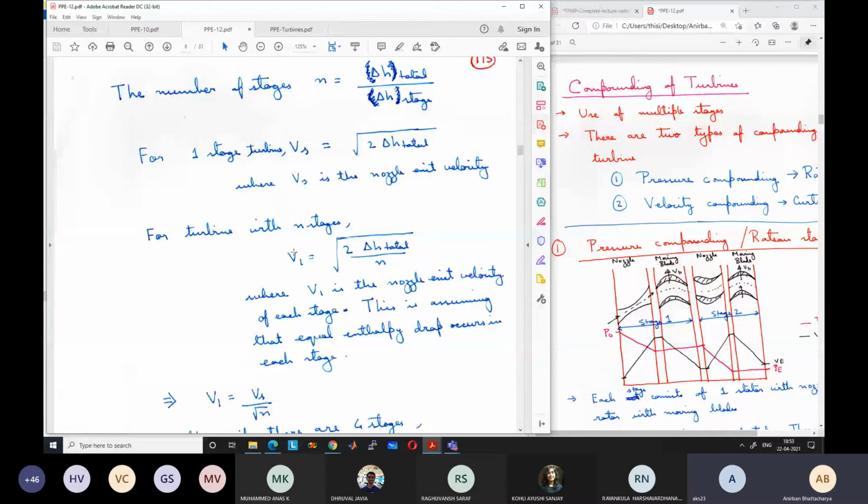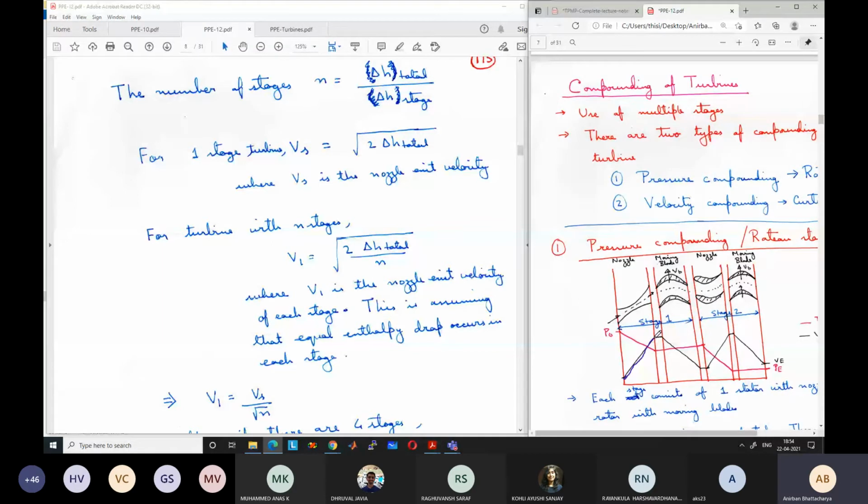So each stage will have the same velocity, V1. If you have 16 stages, each stage will have the same velocity at the inlet and outlet. Velocity is not going to change. You can see here also that this curve is exactly the same as this curve, and exactly the same thing is repeated again. For the velocity, the velocity profiles remain similar.